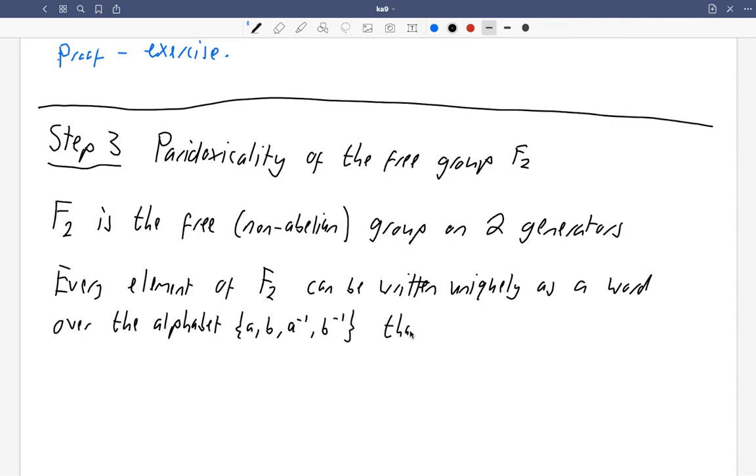And these words are reduced. The point is, we're combining a and b and a to the minus 1 and b to the minus 1 by multiplying them together, but multiplying just means juxtaposing the words, writing them side by side. But if we do that, we don't ever want a b to appear next to a b to the minus 1 because they would cancel, because b times b to the minus 1 is, of course, the identity element. And also we don't want a to appear next to an a to the minus 1 for the same reason.